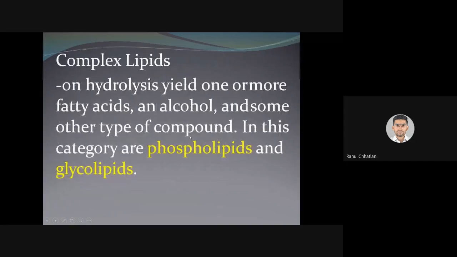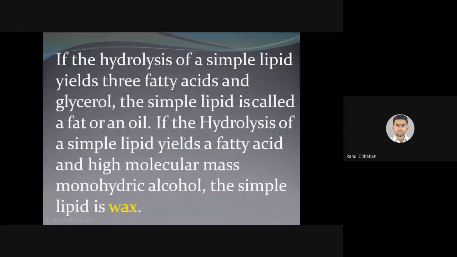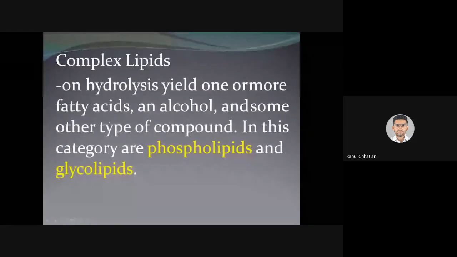Complex lipid. On hydrolysis it yields one or more fatty acids and alcohol in some other types of compound. So here only two products are possible in simple lipids, fatty acid with alcohol or fatty acid with glycerol, only two products. But if a third product, any other product, is also added, that will be a complex lipid. If two products are formed, that is simple lipid. If 3 or more products are formed, that is complex lipid. Hydrolysis yields fatty acid, alcohol and some other type of compound. 3 things. Fatty acid will be there, alcohol will be there, and third something extra will be there.